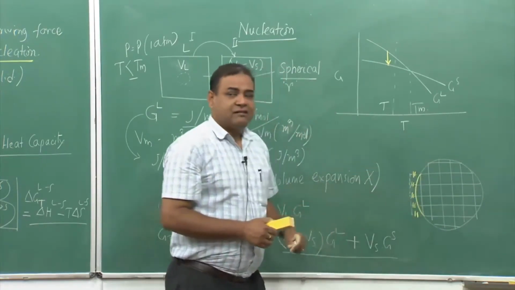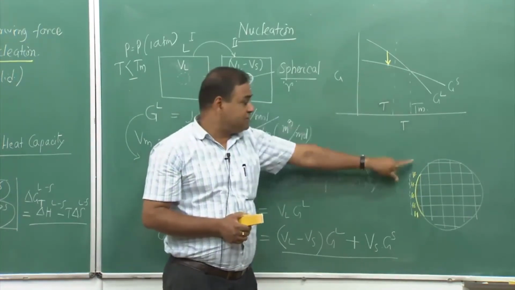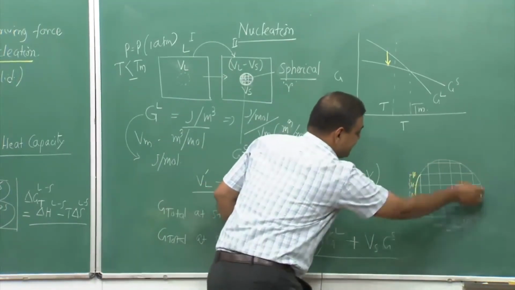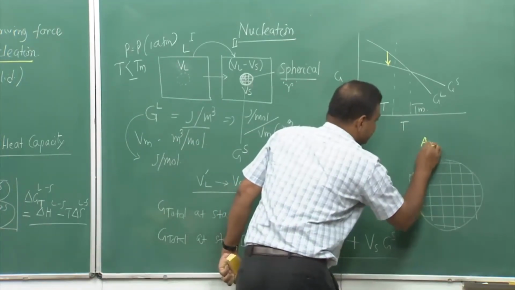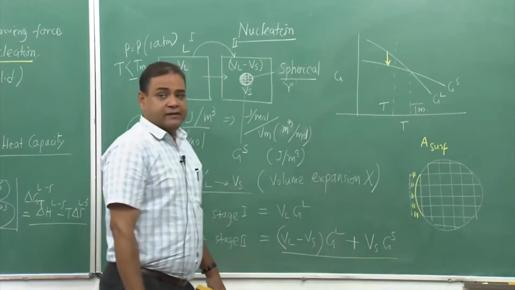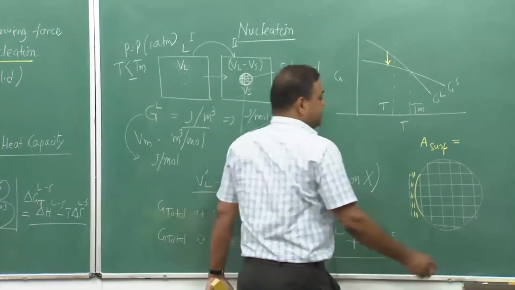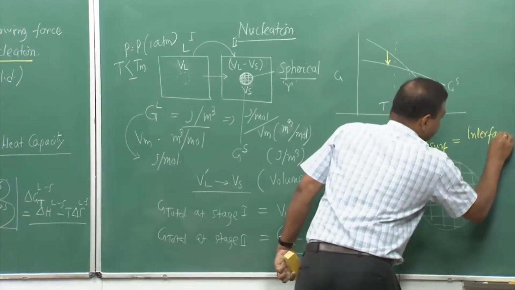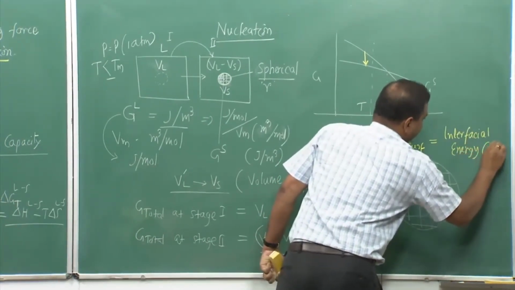So that means this reacts against this free energy lowering, because it imparts positive energy. And these positive energies around the interface, and this interface is having some area which is, let us say, A surf, that means surface area. Okay? And along that surface area we have an energy we call interfacial energy, which we call gamma.